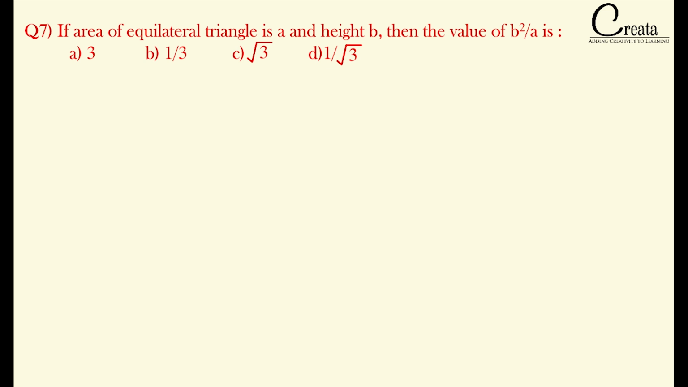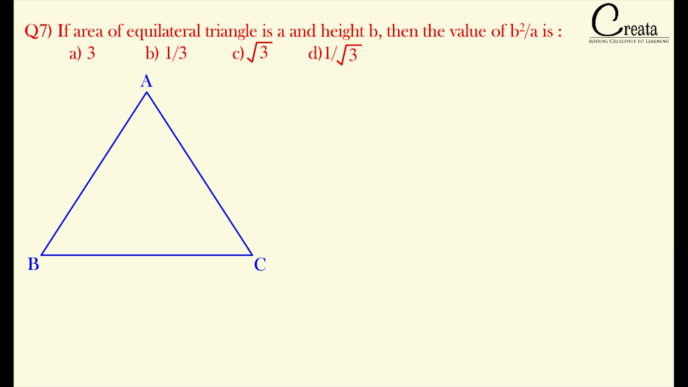Okay, our first step, we will observe and visualize this question. This question is talking about an equilateral triangle. The area of this triangle is given as A and the height of this triangle is given as B. And we have to calculate the ratio of B square upon A, that is height square upon area. Let's proceed with this question.